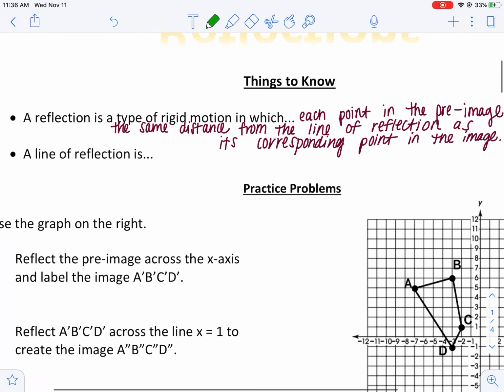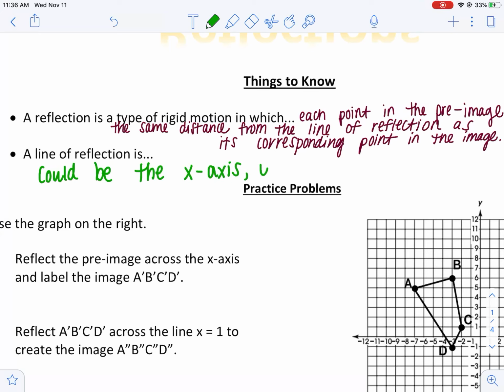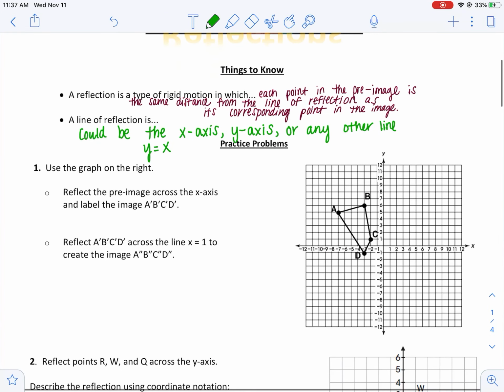Okay, well then a line of reflection could be the x-axis, the y-axis, or honestly, any other line. Today we are focusing mainly on the x-axis, the y-axis, and something like the equation y equals x, but we'll get to that. Okay? So this first one asks us to reflect the pre-image across the x-axis and label the image A prime, B prime, C prime, D prime.